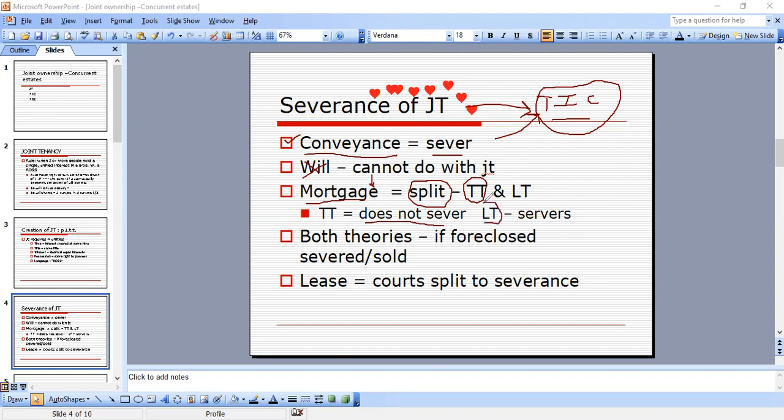If it's a lien theory state, it severs the JT and becomes a TIC. So a title theory state does not sever the JT. A lien theory state severs the JT and becomes a TIC. Okay, so you have to memorize those and write both of them up on your essay if you don't have them. Usually the MBEs will tell you which one they're using.